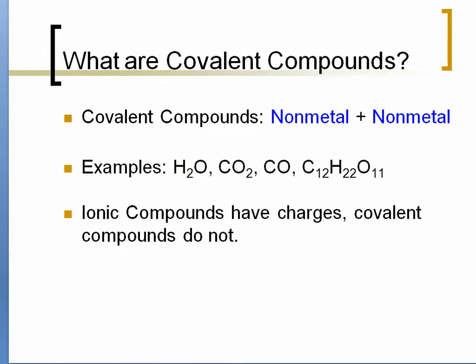So covalent compounds is always between a nonmetal and a nonmetal. So some examples would be water, carbon dioxide, carbon monoxide, and C12H22O11. The street name for that is called sucrose or sugar. Ionic compounds have charges, which we use to balance, but covalent compounds do not. So please try not to confuse covalent compounds with ionic compounds.